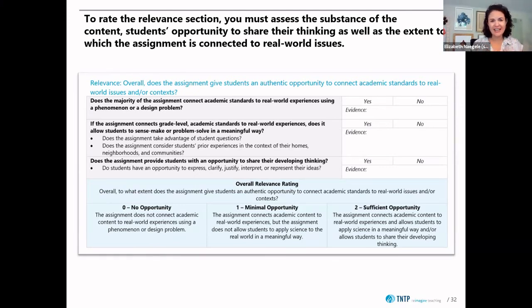And then the third question is about sharing developing thinking. Do kids have an opportunity to clarify, justify, interpret, express their developing thinking and their ideas about the content? So I'm going to give you some practice time right now on this. I'd like you to try to do all three indicators, a yes or a no for each of these questions on relevance. Take 2 minutes to do that, and then we'll talk about it.